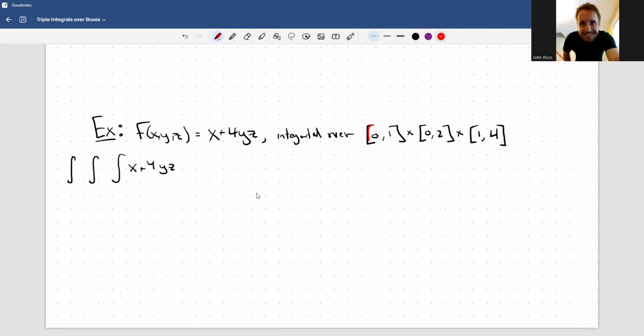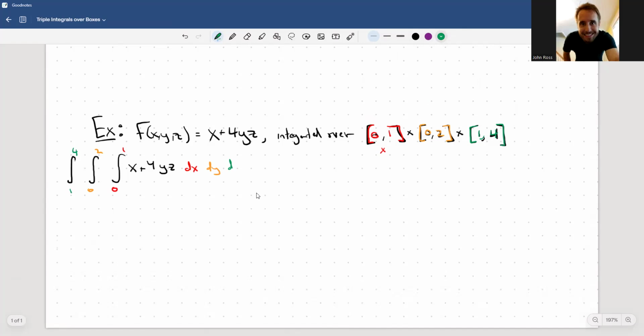Let me go ahead and integrate my x's on the inside. So these are my x coordinates. And so I'll integrate as x goes from 0 to 1, and I'll integrate that dx. Then I'll go ahead and integrate my dy. So I'll just go in the order that it's written here. So that's going to be y goes from 0 to 2. And I'll integrate dy. And then finally, I'll integrate as z goes from 1 to 4.